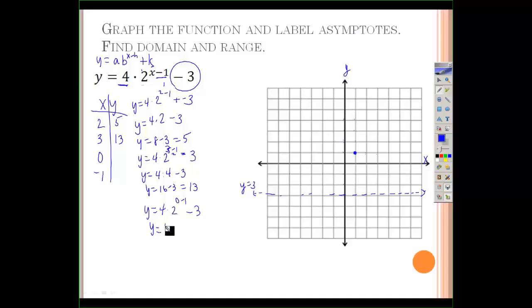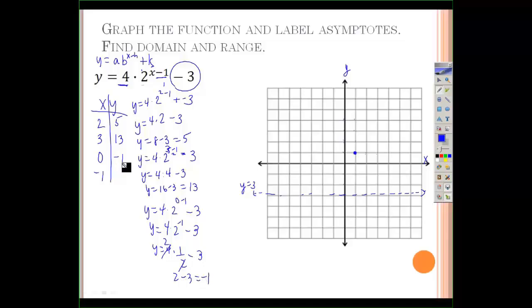Okay, 2 to the -1. Now I'm going to write this one out because this is important. Negative exponents. Let's talk about those. Negative exponents move the value to the bottom. So really this is y equals 4 times 1 over 2 to the 3. And half of 4 is 2. 2 minus 3 is -1.